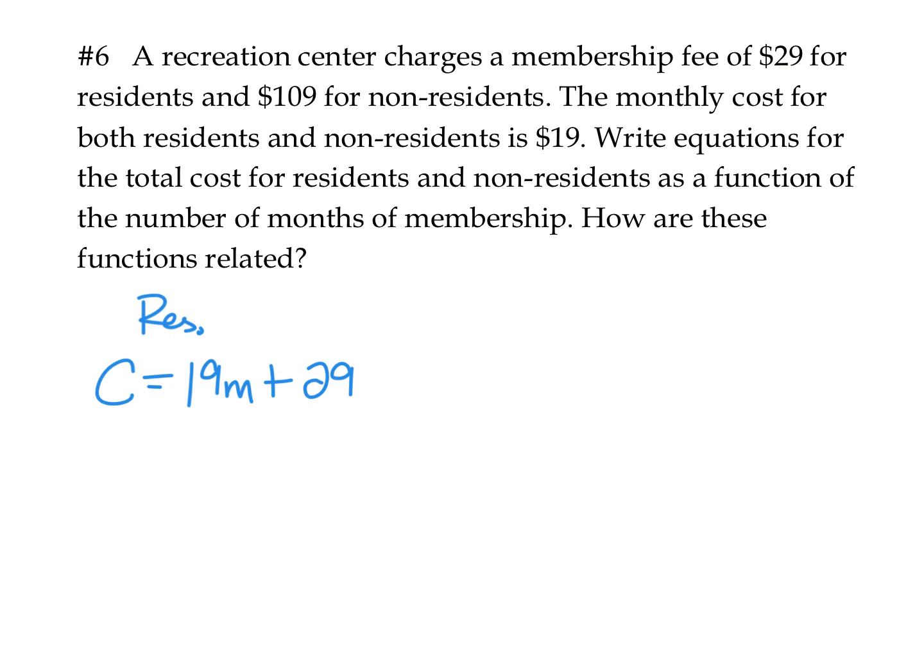For non-residents, we're going to have the total cost of $19 per month plus $109 because they're paying $109 for non-residents. Okay, so $19 per month plus the $29 paid up front, $19 per month plus the $109 paid up front. So those would be equations we could write. They would give us a total cost for resident and a non-resident. Right? So that's write the equations part.